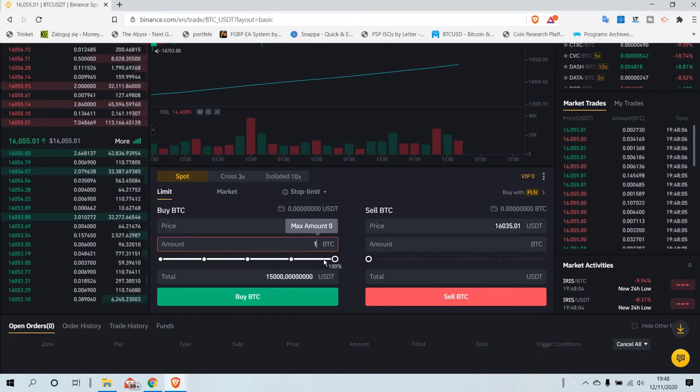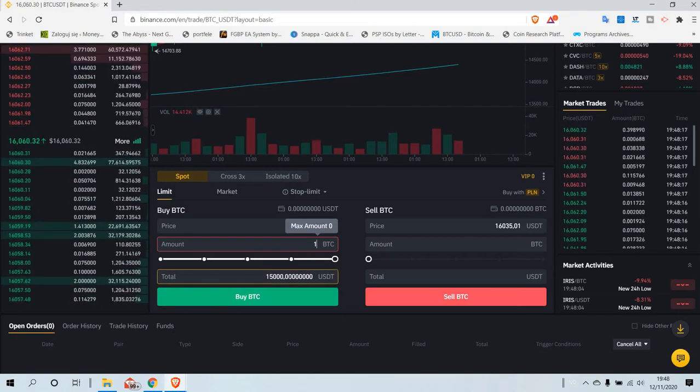let's say 1 Bitcoin. Of course this is now lit up in red because that's the same account which we used last time, so we have no funds in here, but we would need to have this amount. And then we click buy, and the order is gonna be set and it's gonna be open in here.